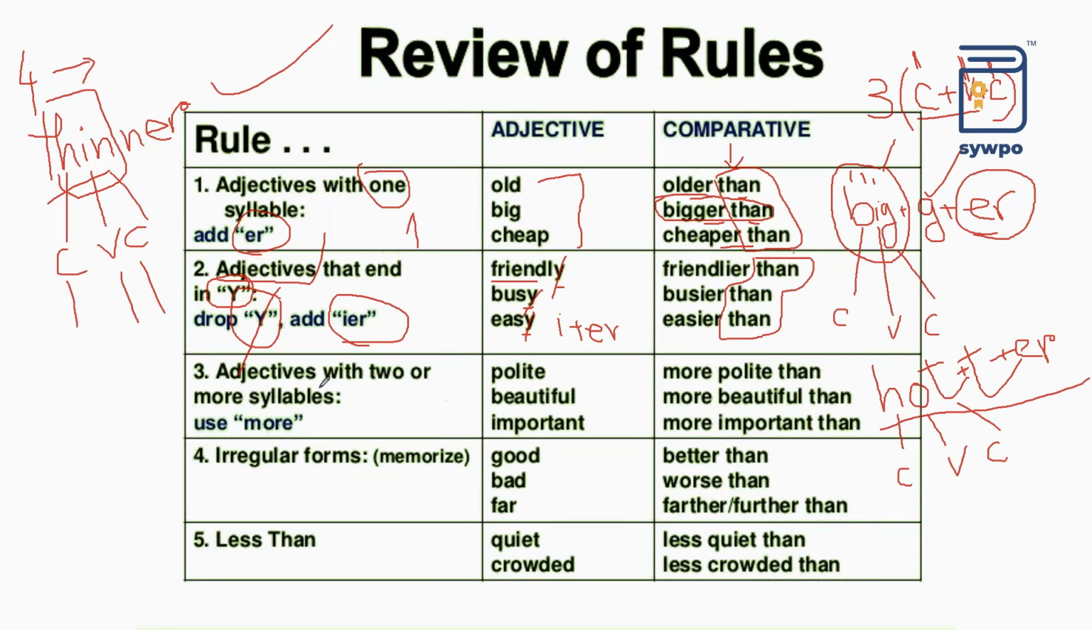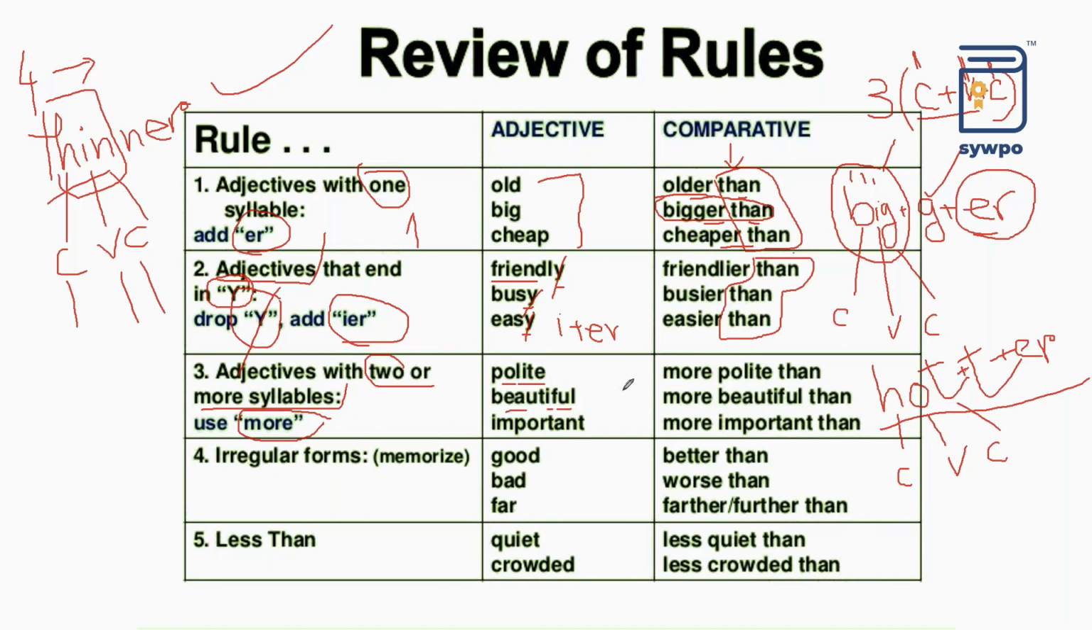Rule number 3, adjectives with 2 or more syllables. I told you just a few minutes ago that syllable means sound. So if you have a word that has 2 or more sounds, what you do, you add more before the adjective. So you see here, polite, you have 2 sounds here, polite.